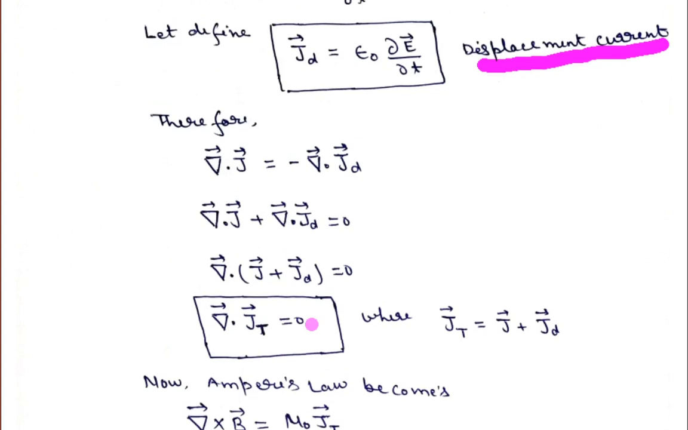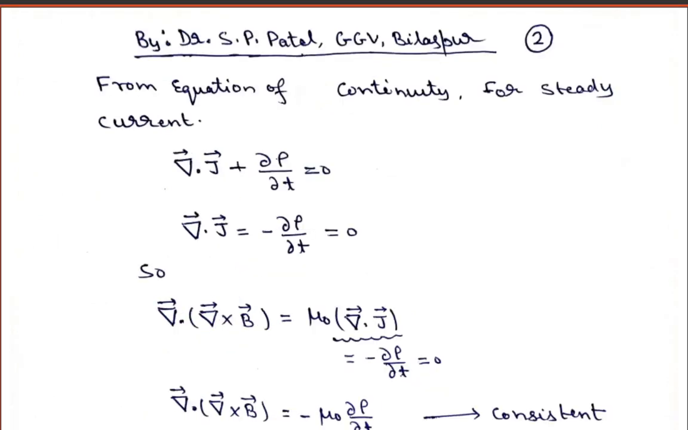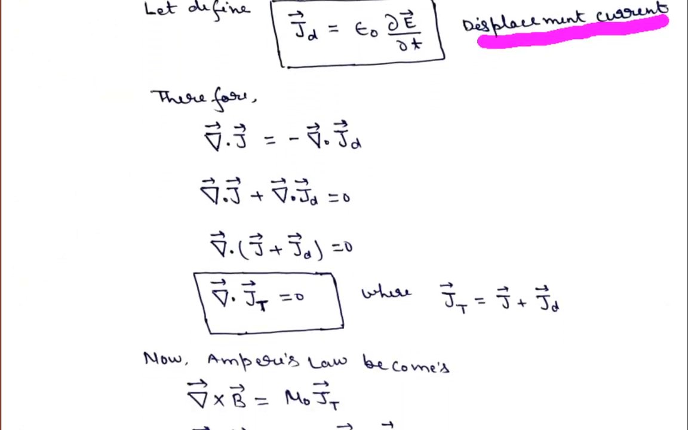That is again equal to the continuity equation for the steady state current. If you go back to the previous page, what we have written for the steady current was divergence of J is equal to 0. Here we have defined divergence of JT is equal to 0. That means the equation we have derived is equal to the equation of continuity, but this equation of continuity is for the non-steady current. In order to satisfy this equation, we have introduced a new quantity, that is displacement current.